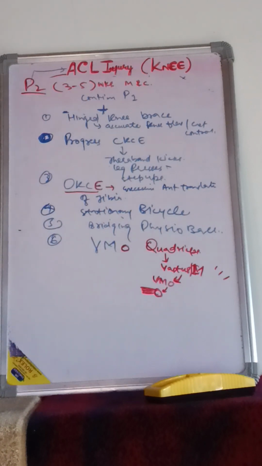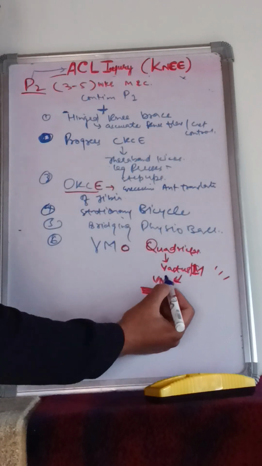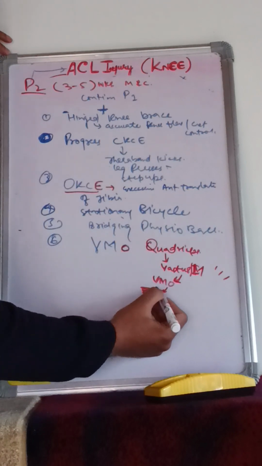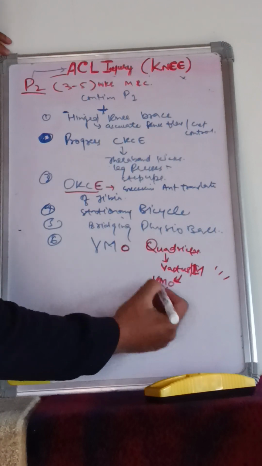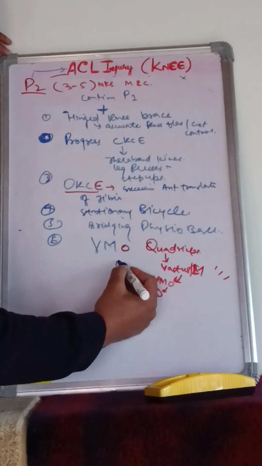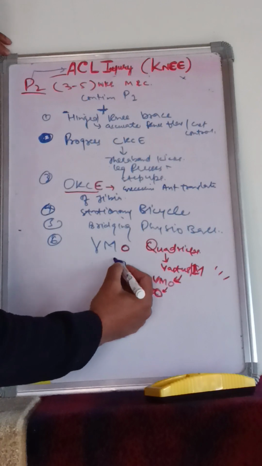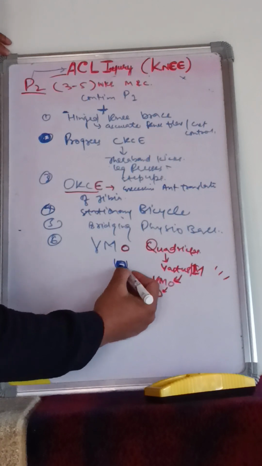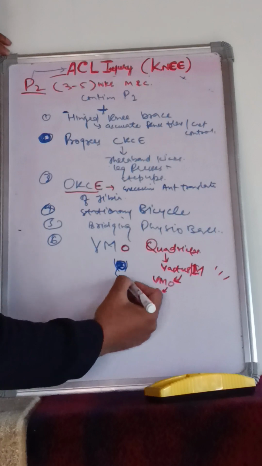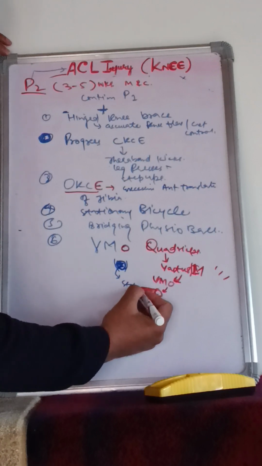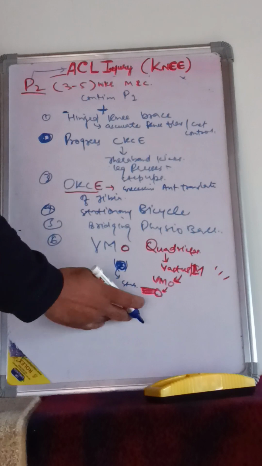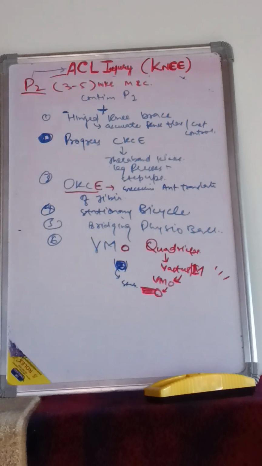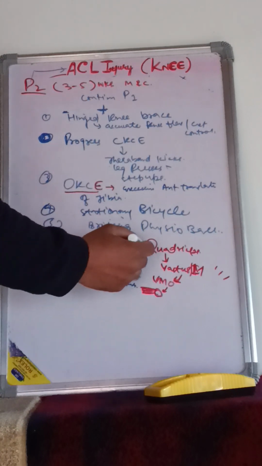And along with the vastus lateralis and vastus medialis obliquus, these muscles stabilize the patella within the trochlear groove and prevent the mal-tracking of the patella within the groove, and thus they are contributing to the stability of the knee joint. You have to strengthen vastus medialis obliquus.